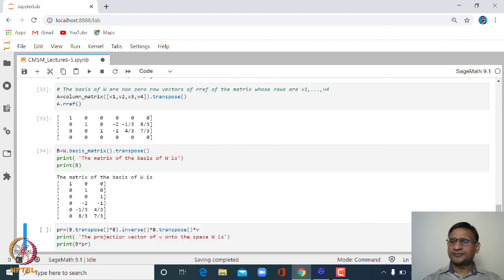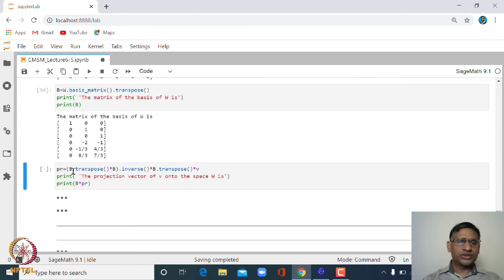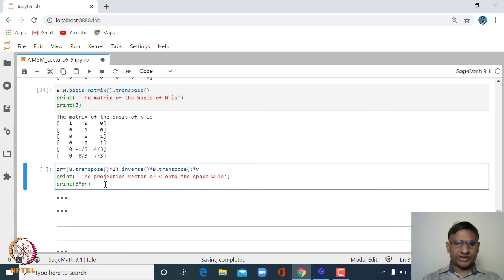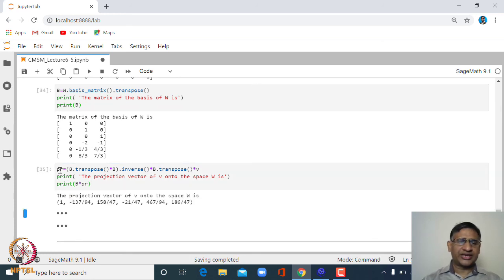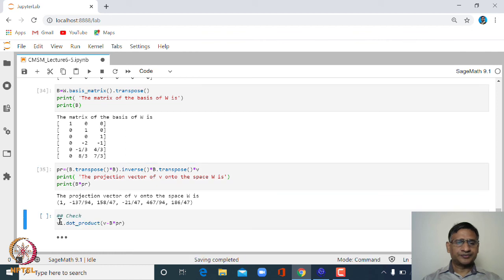Now how do we find the orthogonal projection? All we need to do is define B transpose B, take the inverse of that, and multiply B transpose into V, and then the orthogonal projection is going to be B into this X. So this is the X whose formula we found out. So that is the orthogonal projection of V onto capital W. That is how we can find the orthogonal projection of a vector onto a subspace, right.